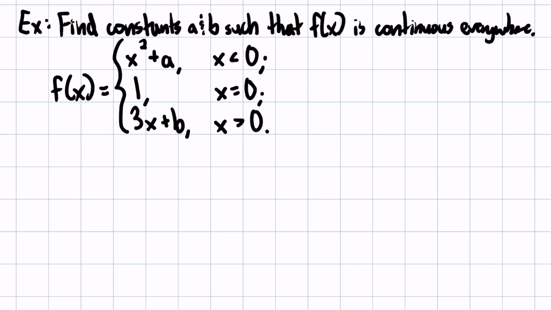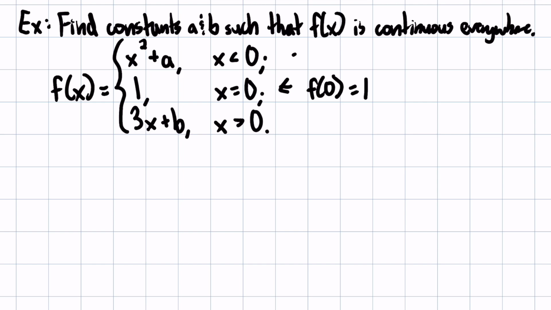But since we're defining different parts of the function splitting off at x equals 0, it's possible that at x equals 0, we could have a discontinuity. We need to make sure that it's continuous at x equals 0. In order for that to happen, the limit needs to be equal to the value of the function at 0. From this branch, we're given that f of 0 equals 1. So what we need to have happen is the left limit equal to the right limit equal to 1.